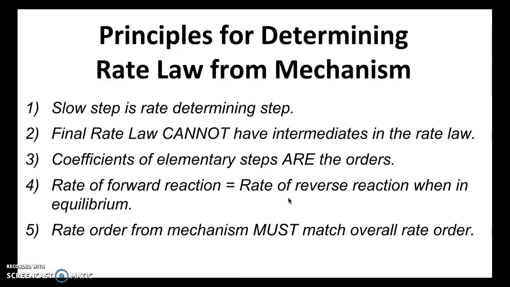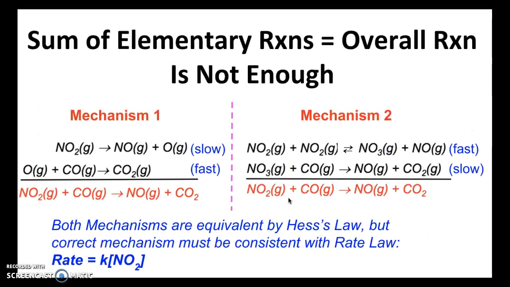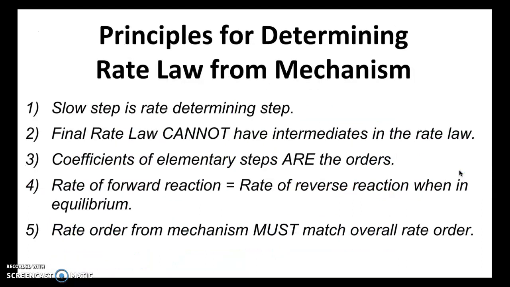So the first principle is that the slow step is your rate determining step. If you go back to the mechanism, you see that the first step in mechanism 1 is identified as slow, and the second step in mechanism 2 is identified as slow. That's because the reaction cannot be faster than the slow step. The slow step is sort of like the weakest link. It's going to slow that reaction down, and so the rate depends on that slow step, which is known as your rate determining step.